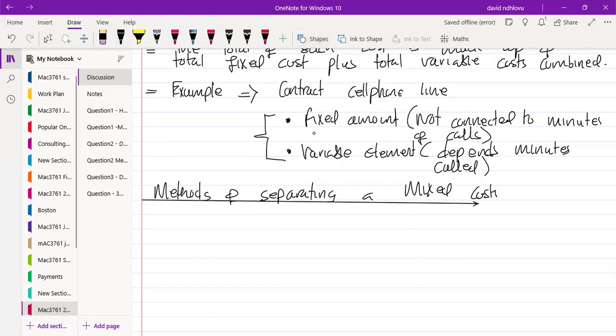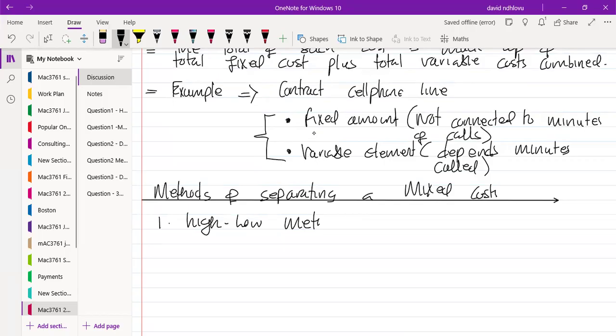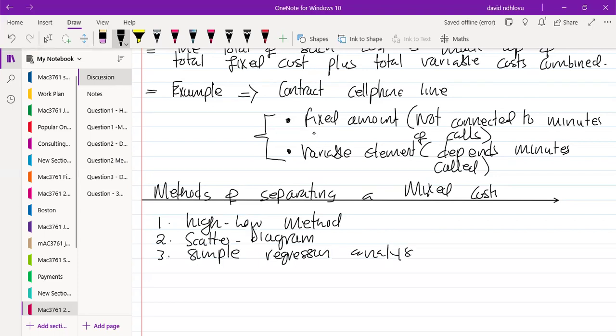Right, there are three methods that we normally use. Right, number one, we have what we call the high-low method. So remember, these are methods to split a mixed cost into, on one side variable, on the other side fixed. Then we have got the scatter diagram. Right, then we've got a simple regression analysis. Right, what I will cover in this session is the high-low method.